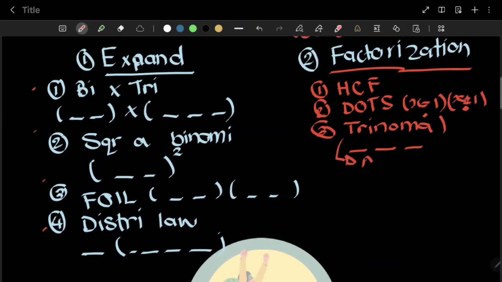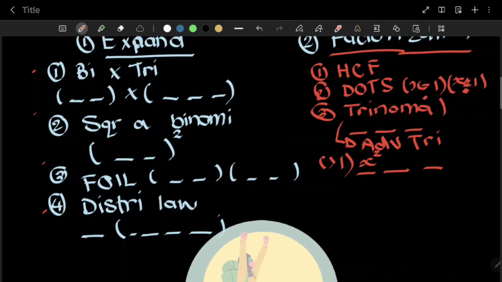Then we have advanced trinomials. This is when the coefficient of x squared is more than 1. So it's maybe 2 or 3 or something else. I'm just going to put in brackets over here: more than 1.